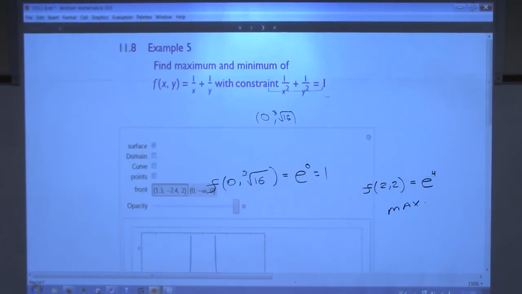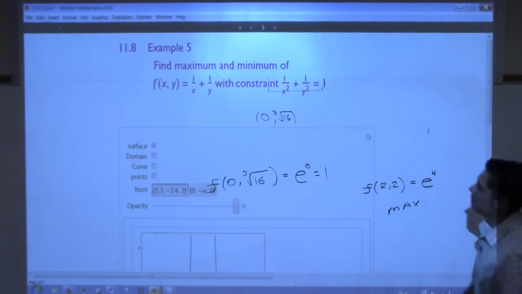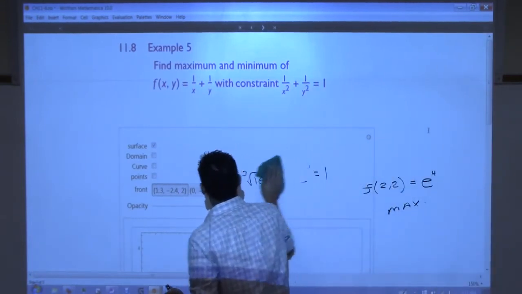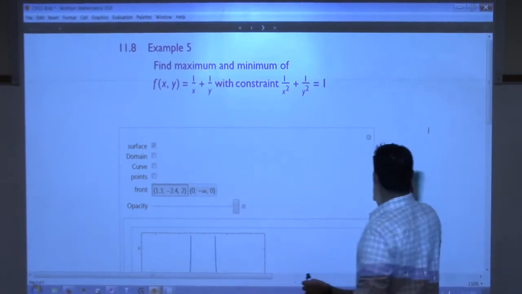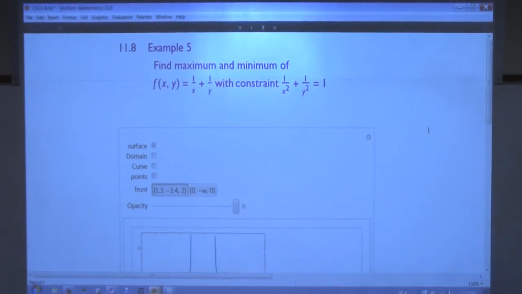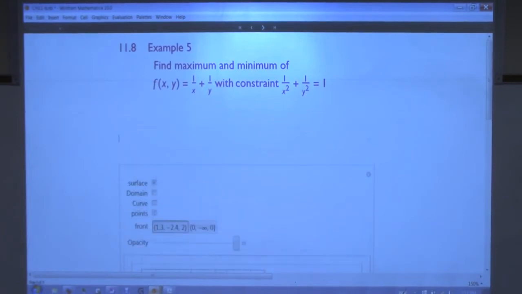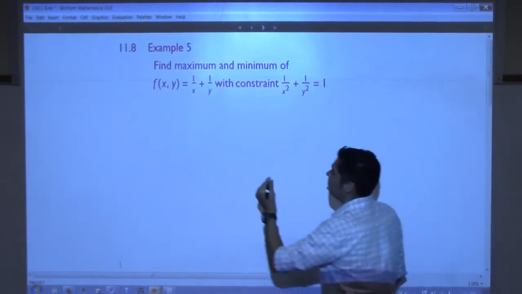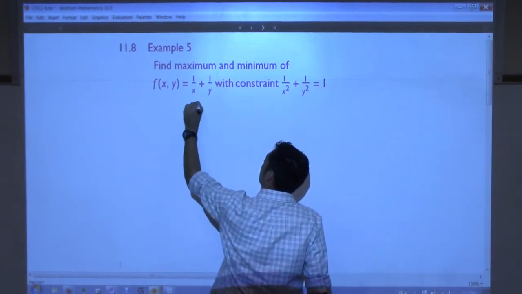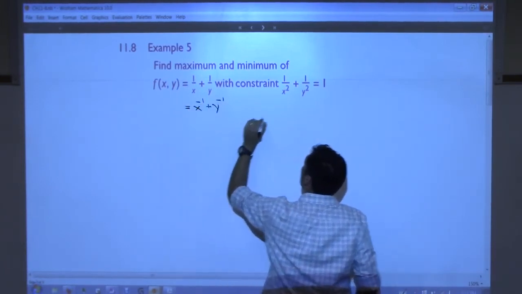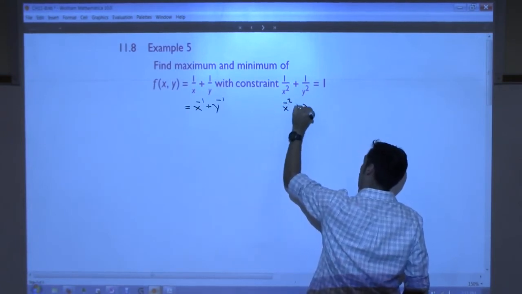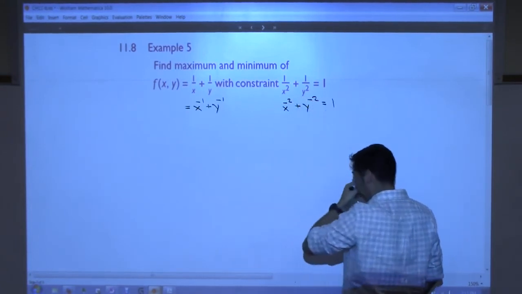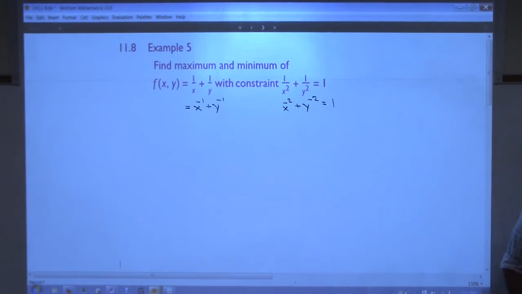Okay, let's look at this one. The reason why I'm going through all these, and of course I could let you do these on your own, is because each one of these, the algebra is just a little bit different. I'm going to set this up a little bit quicker. Let me remind you, this is x to the negative 1 plus y to the negative 1, that this is x to the negative 2 plus y to the negative 2 equals 1. That's going to help me when it comes to derivatives.